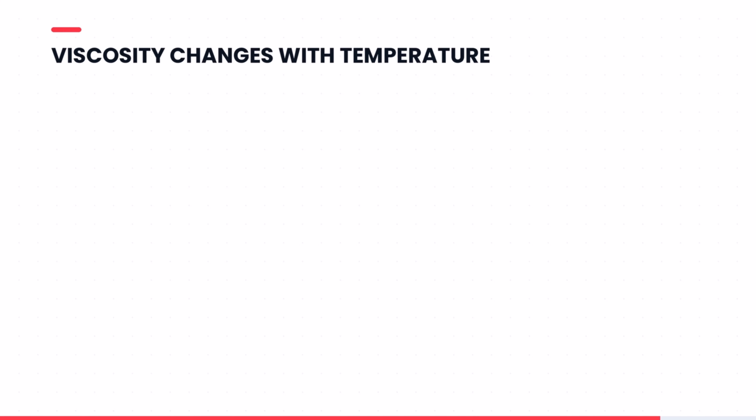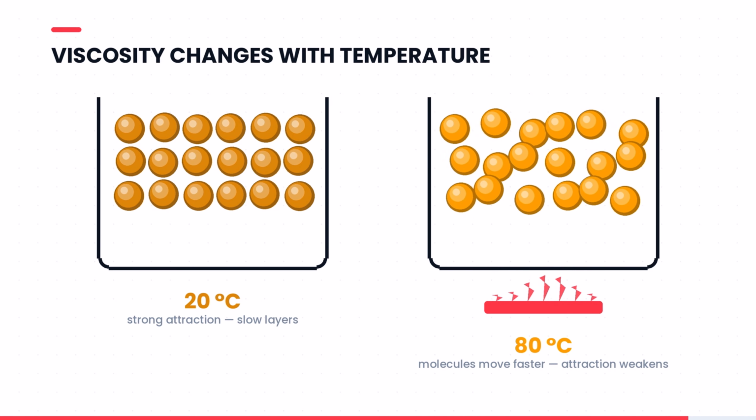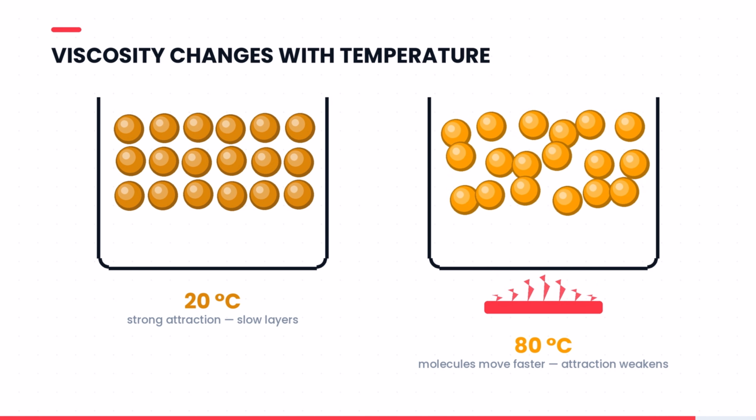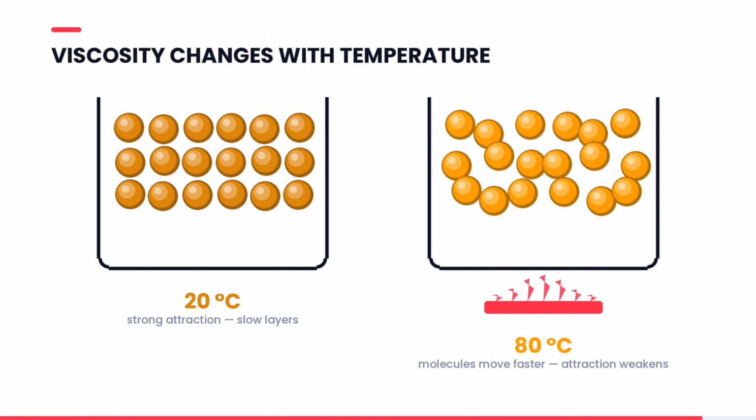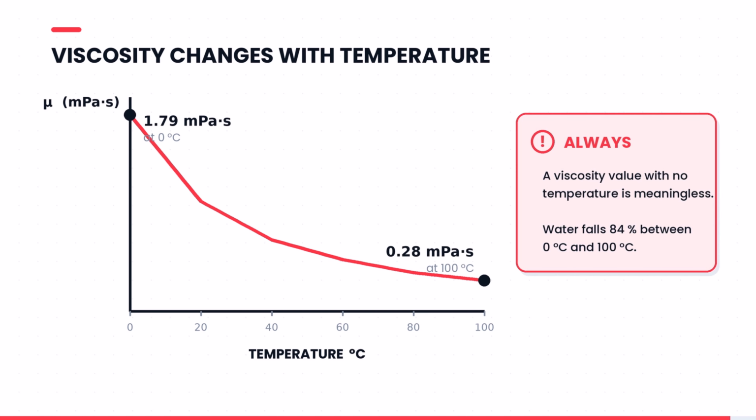One last thing, and it matters more than anything else on this list. Viscosity changes with temperature. Heat a liquid, and its molecules gain energy. The forces of attraction weaken, layers slide more freely, and viscosity falls. Water drops from 1.79 millipascal seconds at 0 degrees to 0.28 at 100. So a viscosity number without a temperature is meaningless. Always state both.